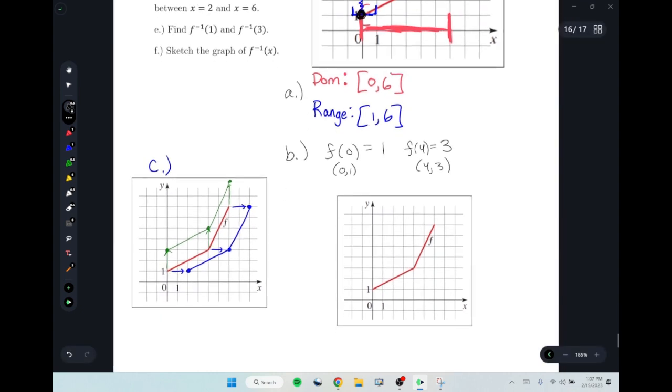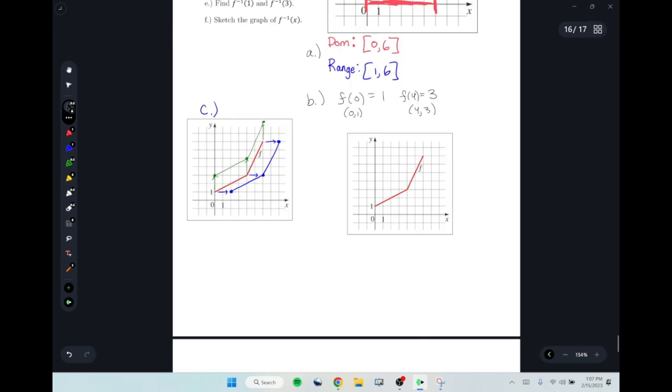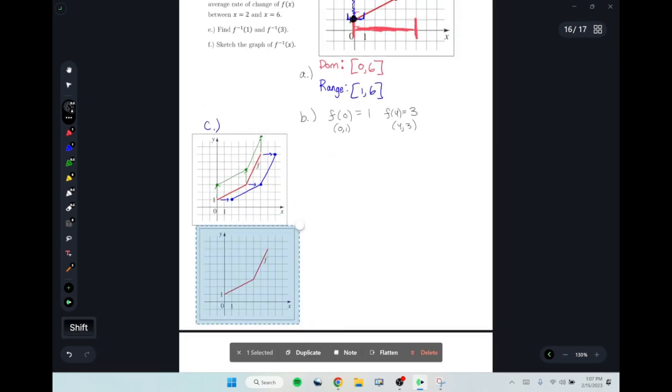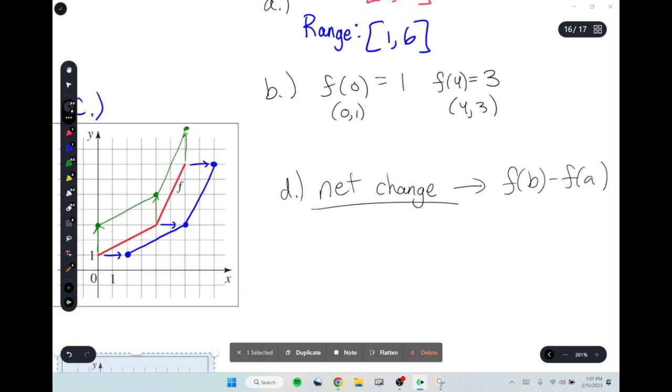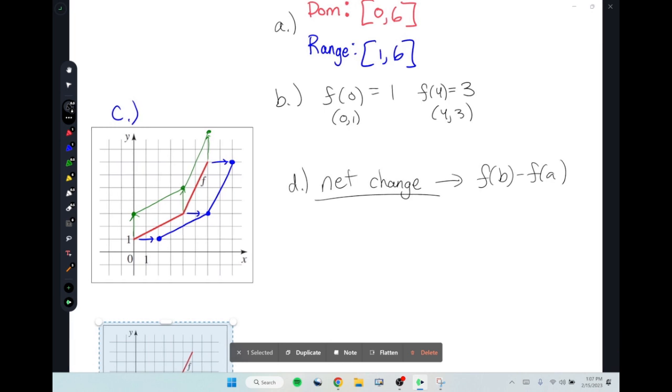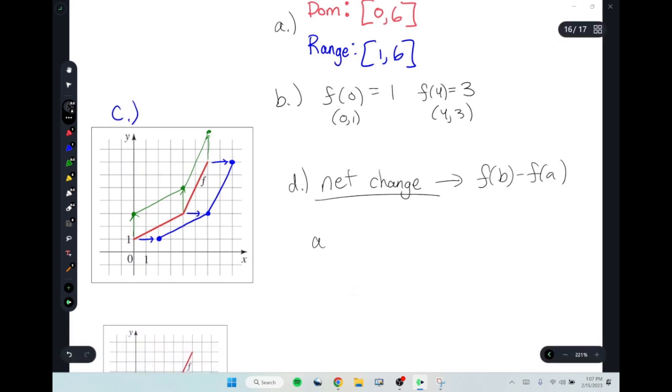Let's get this going. What are we doing here? What's the next thing we're doing? Net change? Everybody remember that formula for net change? F(b) minus F(a). Net change is F(b) minus F(a). What's the other formula? Average rate of change. F(b) minus F(a) over what? b minus a. Oh, okay.